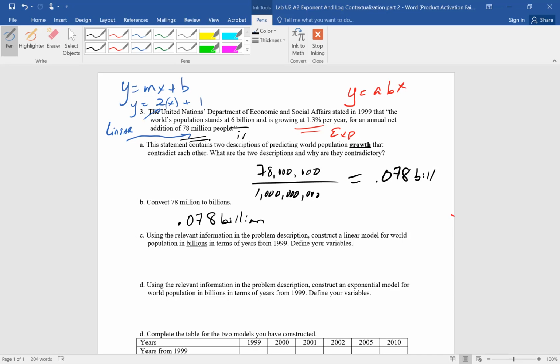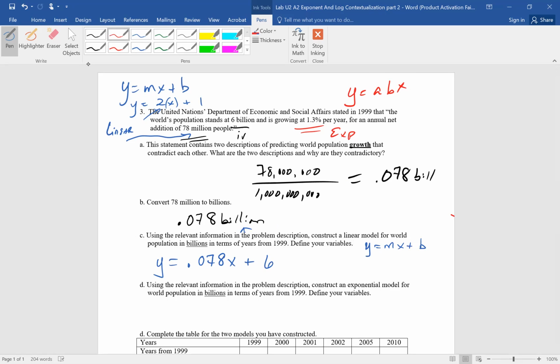So, talking of a linear function, let's go ahead and get one. I'm using y equals mx plus b here. I know my increase is this much every year, 0.078, so it's 0.078 times x. So it's increasing by 0.078 billion plus 6 billion. That was the starting value of the problem.